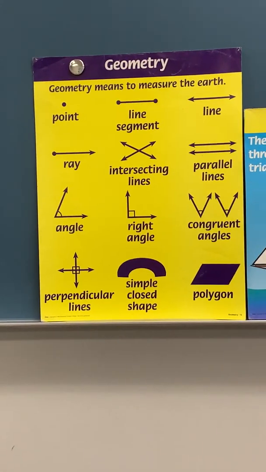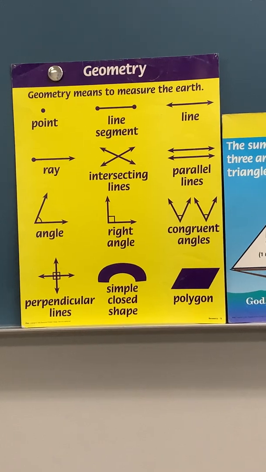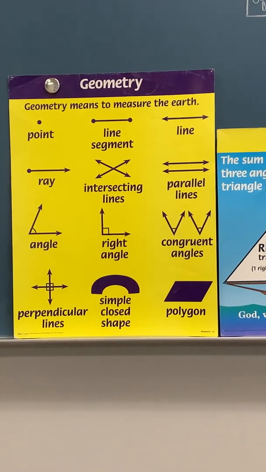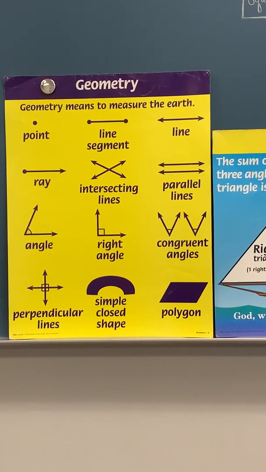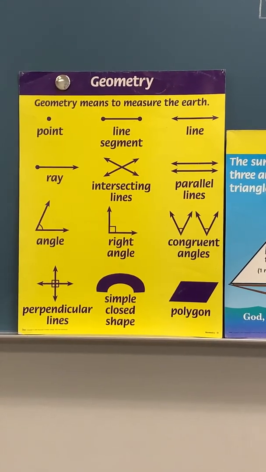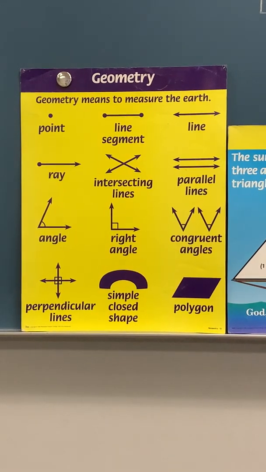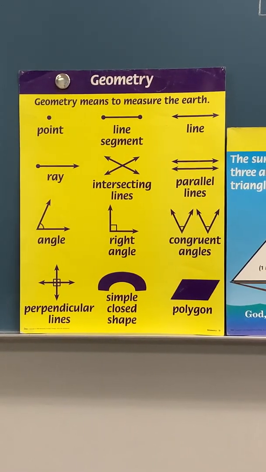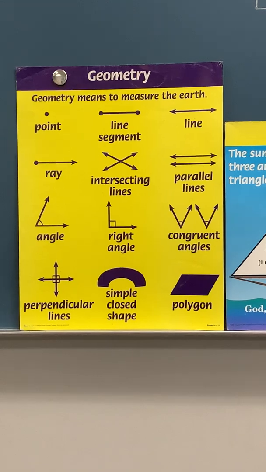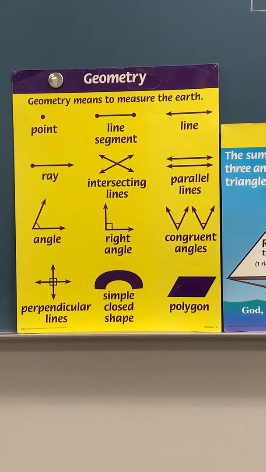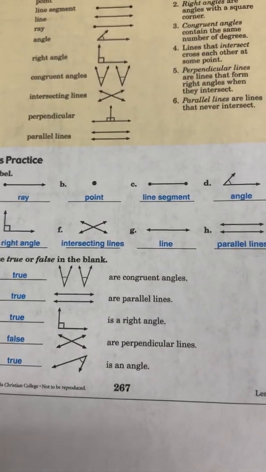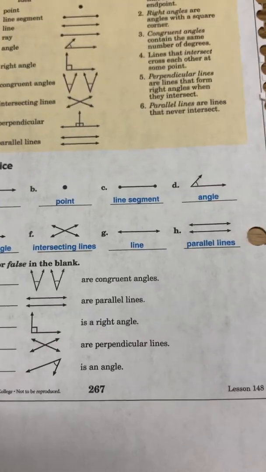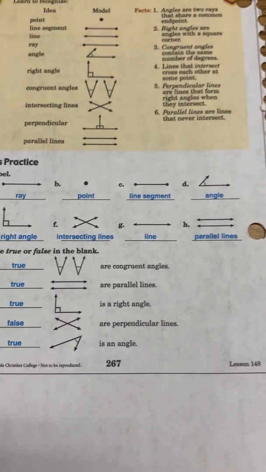So on page 267, on number 1, that would be a ray, 1A. Then B is a point. C is a line segment. D is an angle. E is a right angle. F is intersecting lines. And then G is a line. Then H is parallel lines.